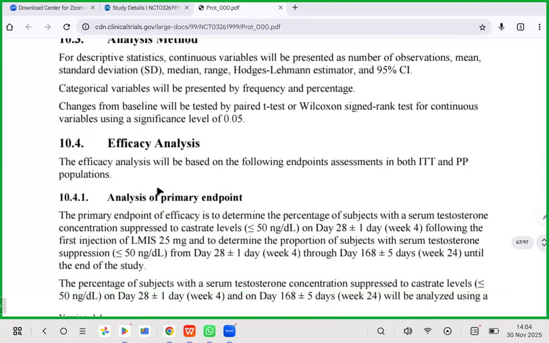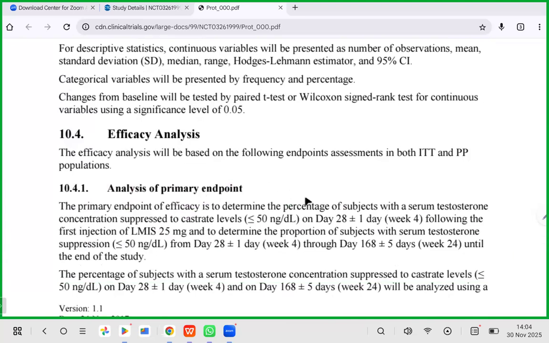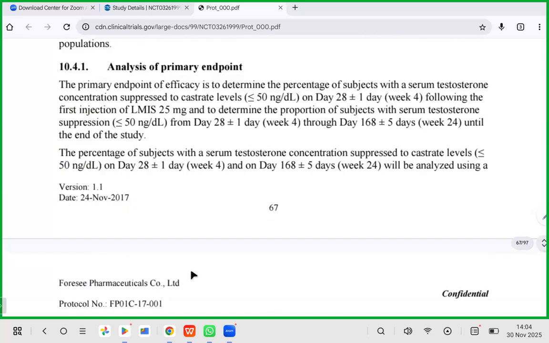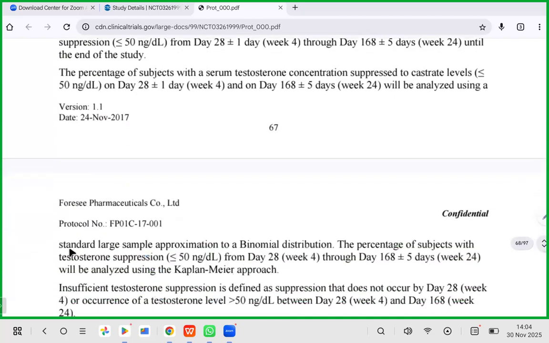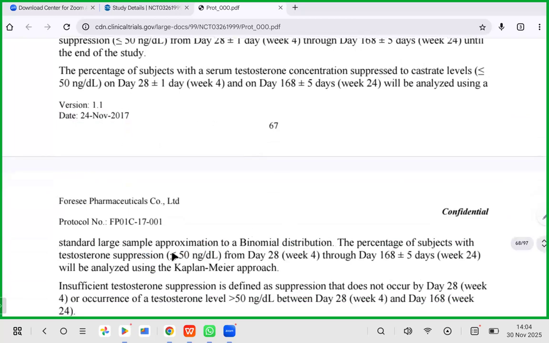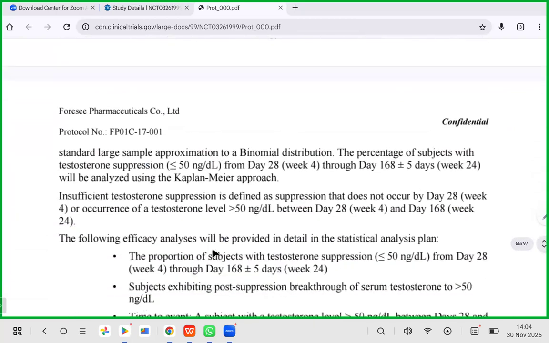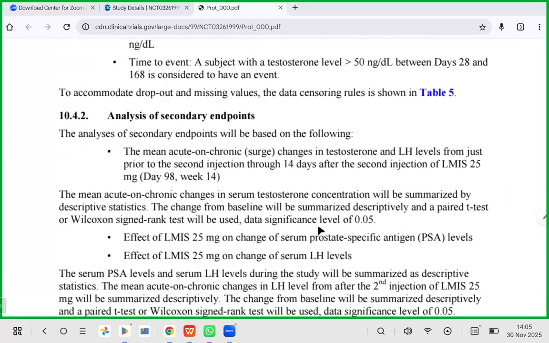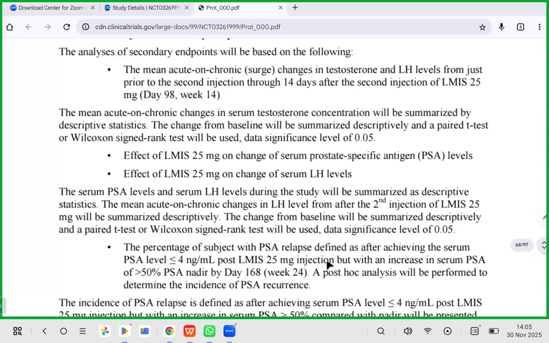Under efficacy, you will see what the primary objective is and how it has to be analyzed. They are telling the percentage of subjects with the testosterone concentration. For this objective, how should the data be analyzed? They are telling it will be analyzed using the binomial distribution method. So they will tell how the primary objective and the secondary objective have to be analyzed statistically, and what statistical method has to be used. For that, the programmers will write the code.